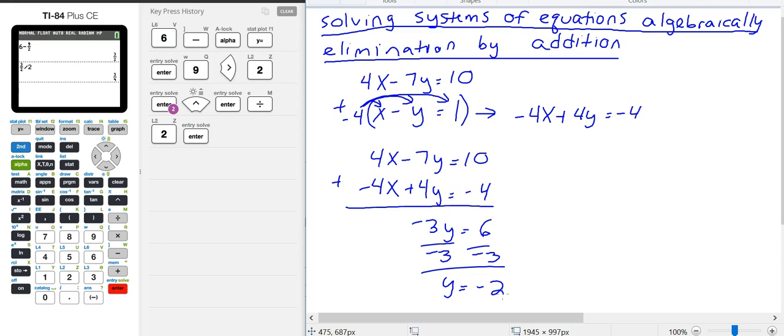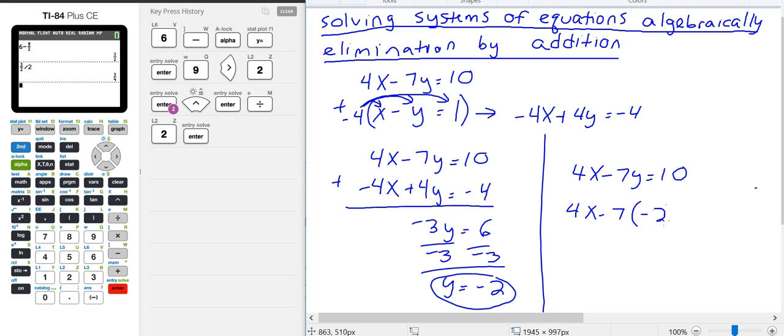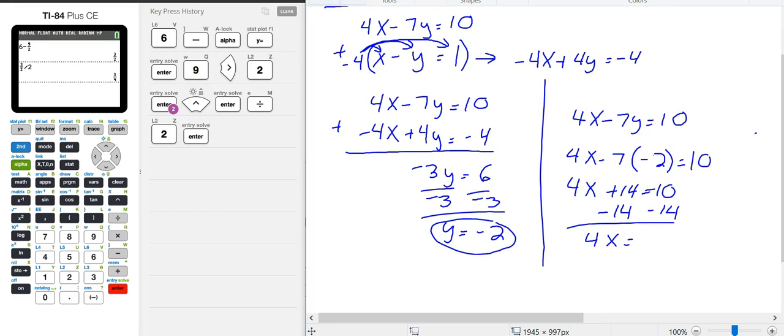That's the y-coordinate. Let's solve for the x-coordinate. We can do that by plugging in for y in either of the equations and solving for x. 4x minus 7y is equal to 10. We'll use the first equation. 4x minus 7 times y, which we know is negative 2, is equal to 10. 4x, negative 7 times negative 2 is positive 14. It's equal to 10. Minus 14 and minus 14. 4x is equal to 10 minus 14, which is negative 4. Divide by 4 and divide by 4, x is equal to negative 1. So the coordinate of the intersection of these two lines is negative 1 comma negative 2.